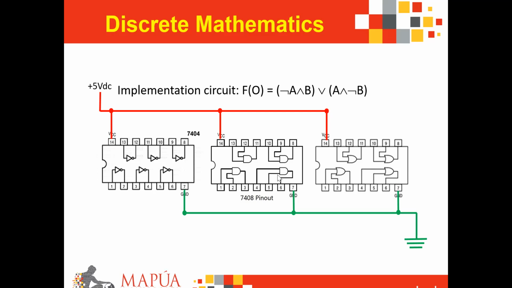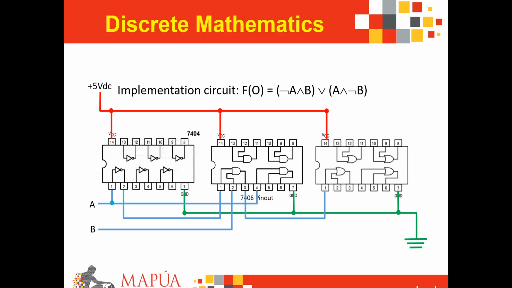Your input A is then connected to pin 1 of your 7404, and the output, which is seen on pin 2, is connected to pin 1 of your 7408. Your input B is connected to pin 2 of the 7408, and the output of your 7408, which is on pin 3, is connected to pin 1 of your 7432.